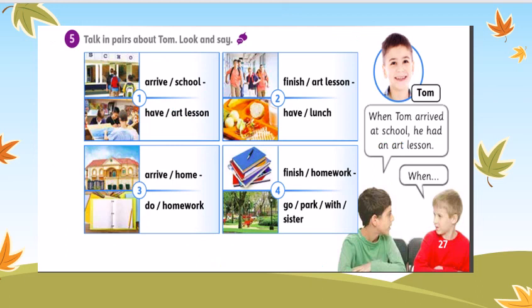Now let's go to our student book, page 5. Activity 5, talk in pairs about Tom, look and say. So I want you to look at the two boys and what they are saying. When Tom arrived at school, he had an art lesson. So here we have different activities. I want you to look at the pictures and say what Tom did at specific times of the day.